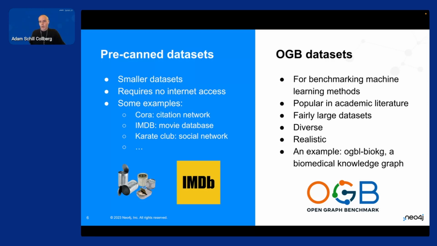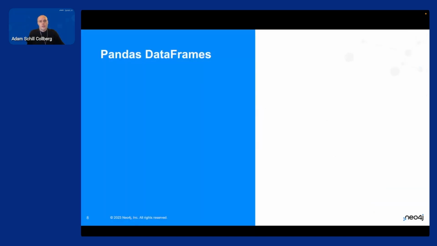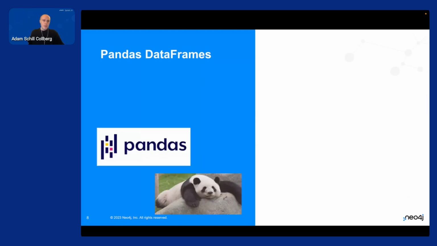You can load them with one method call in Python. But now let's also look at the formats. If you have your own data, but it's not in the Neo4j ecosystem yet, how do you import that? One way you can do it with this Python client is with the Pandas DataFrames API.